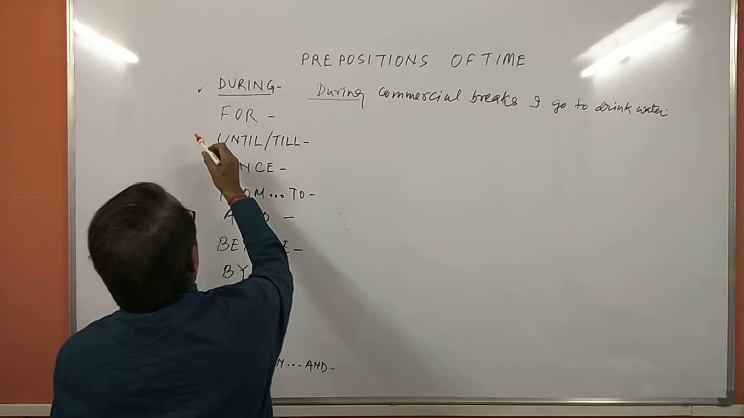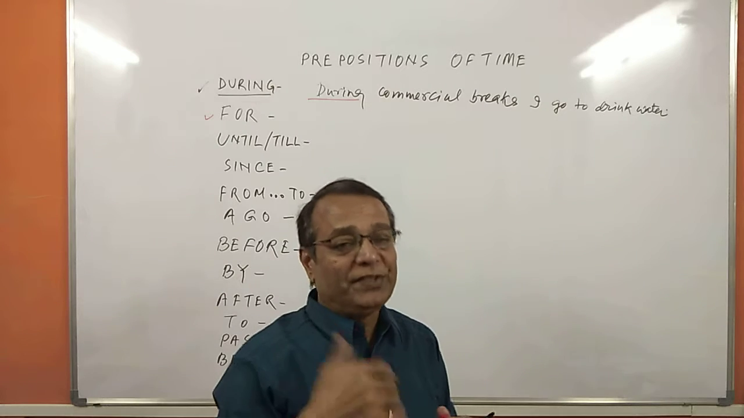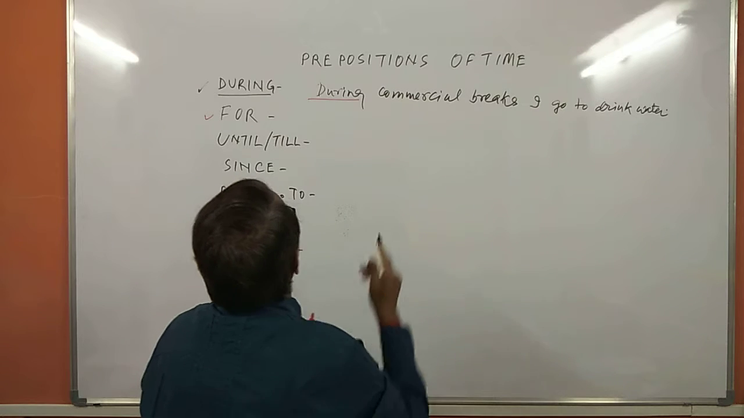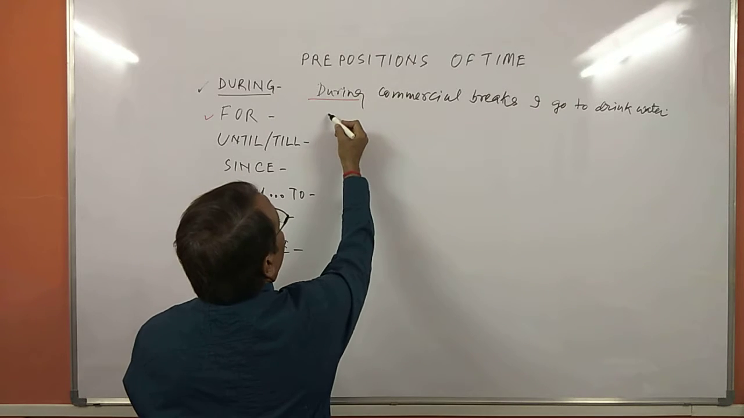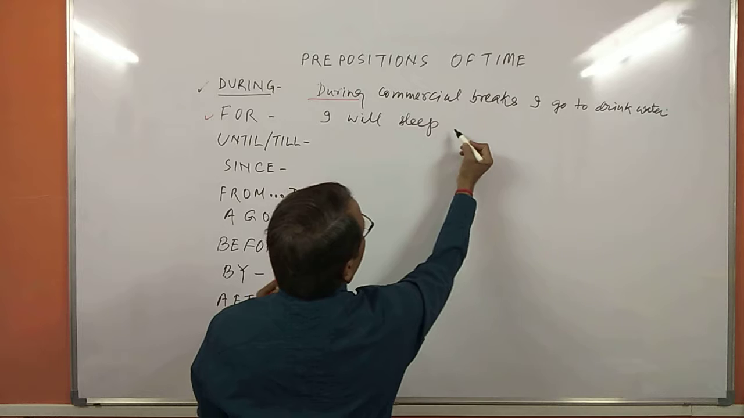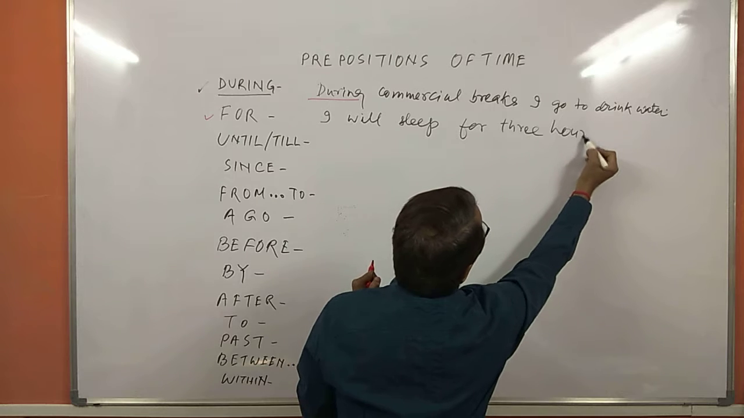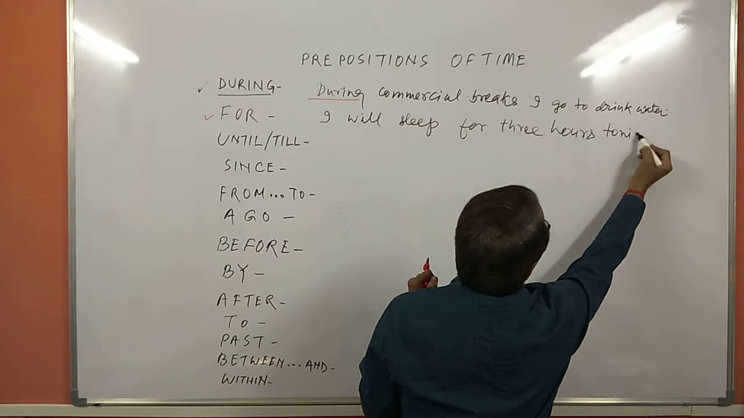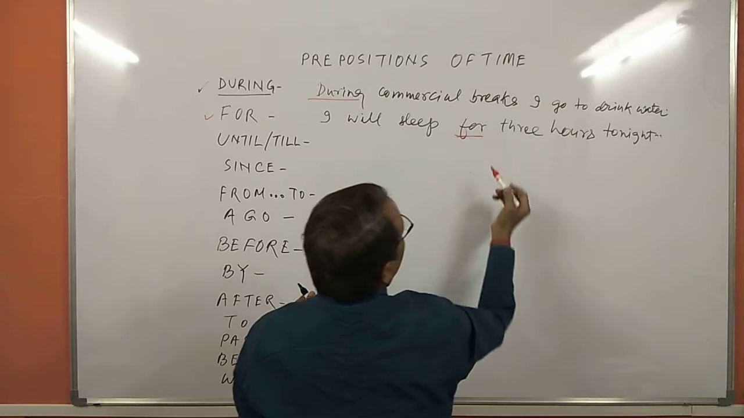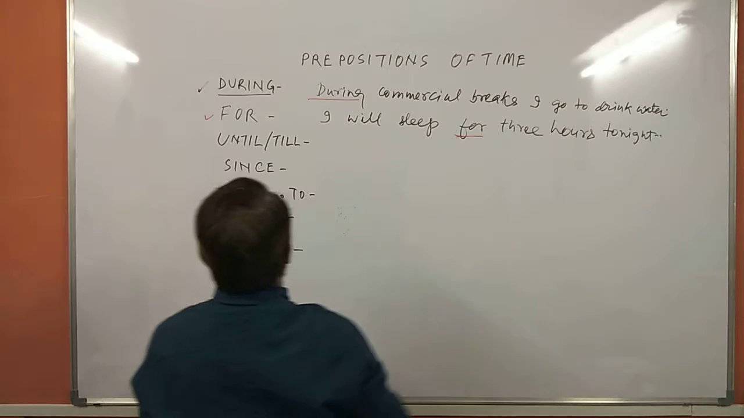The next one is for. This is such a common preposition of time in the English language, and we always use it for saying something about a period. I will sleep for 3 hours tonight. Here I am using for. I will sleep for 3 hours tonight. That means you are talking about the time, so you are using for here.